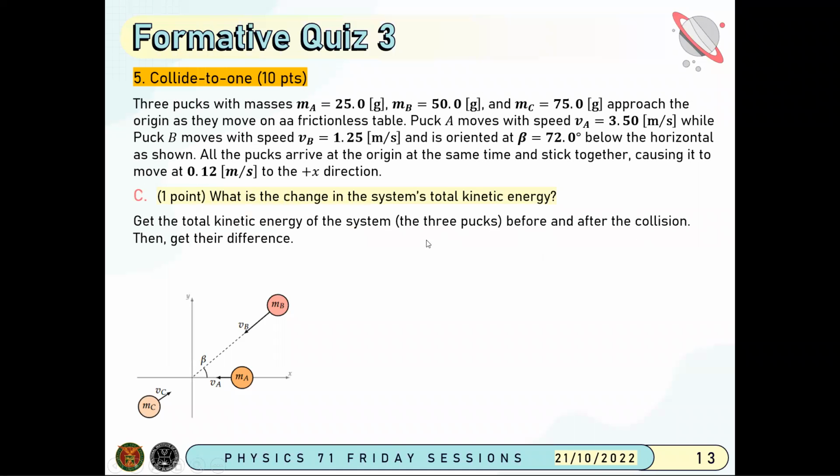Okay. Letter C, what is the change in the system's total kinetic energy? Okay. So ano ngayon yung change? Alam natin na hindi siya conserve kasi perfectly inelastic collision. Right? Nag-stick together. So alam natin hindi zero yung delta K. Delta K is not zero. So ano ngayon tong delta K na to? Ano yung value niya? Okay. So we can get it using, of course, K2 minus K1.